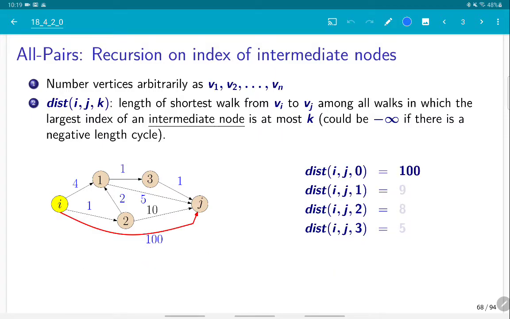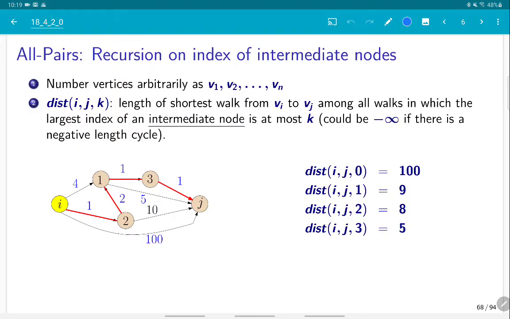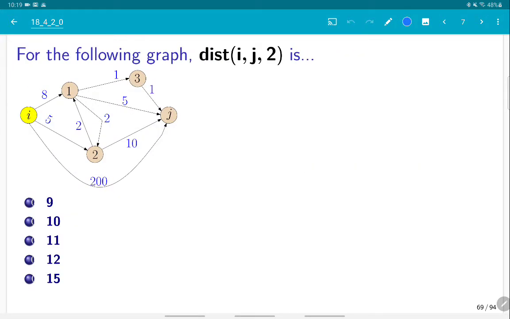So let's do that. This is just going through the example, but without my silly mistakes. Okay, let's see an example, a question. What is dij2 in this graph? So dij2 means that we are allowed to use vertex 1 and 2. We are not allowed to use vertex 3, right? And we're going from i to j.